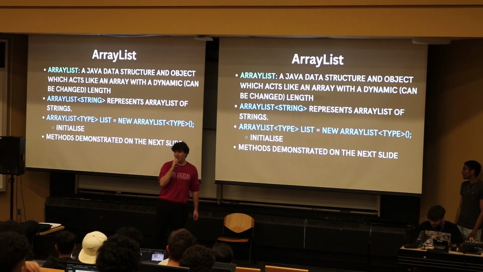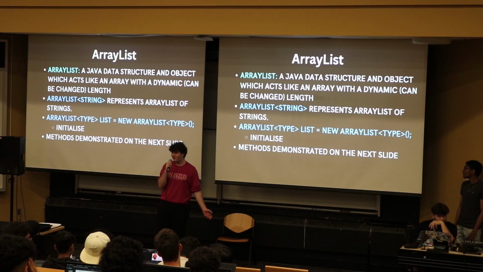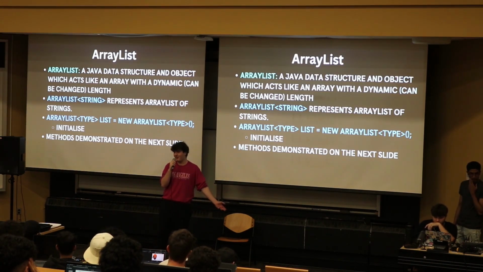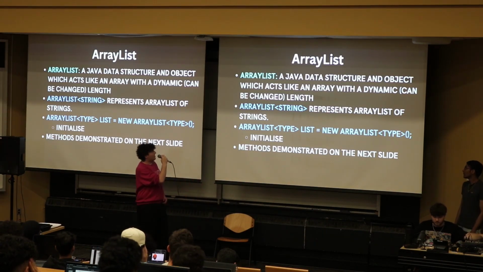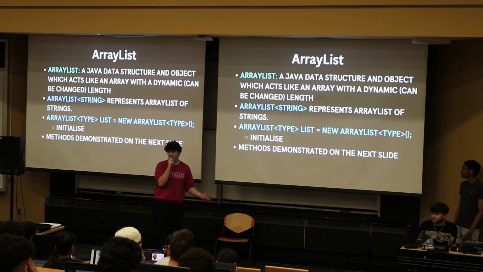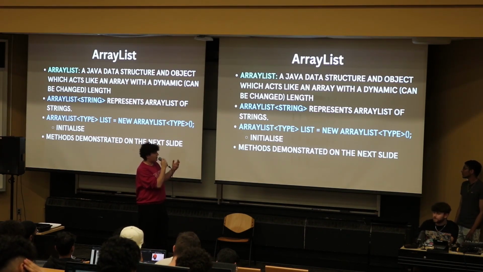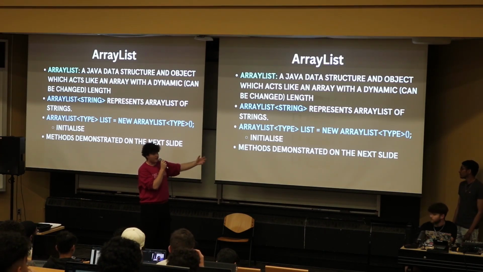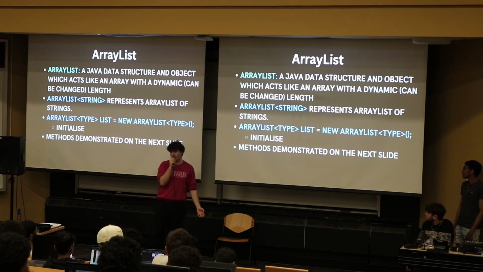Okay, so now arrays have a fixed length, right? Remember how great they were in Python when the length was not fixed? Well, in Java, they sound pretty lousy with a fixed length. So what's the solution to that? Array lists. An array list is a Java data structure and object which acts like an array with a dynamic length. Dynamic just means it can be changed. So array list of string represents an array list of string objects. And array list type list equals new array list type. That's how you would initialize an array list of a type. And the methods for the array list object are demonstrated on the next slide.